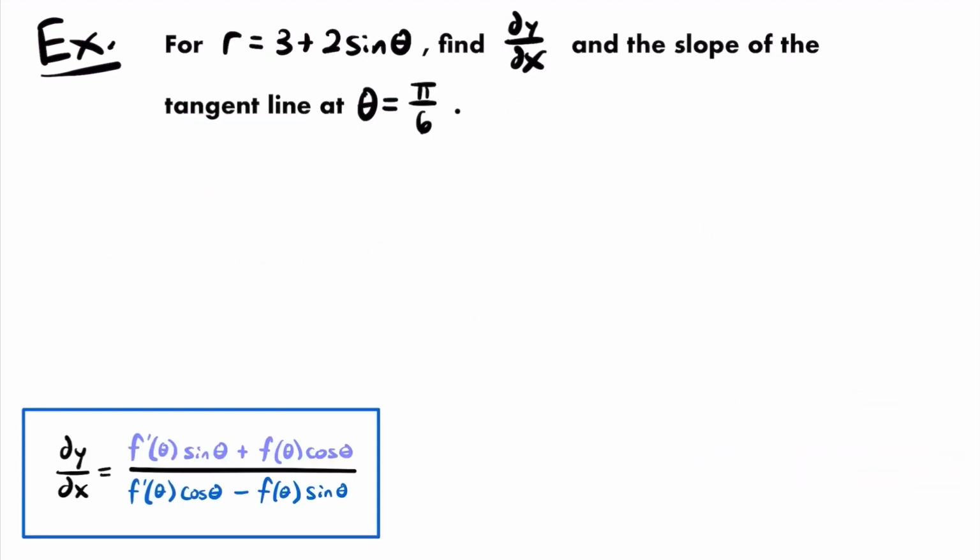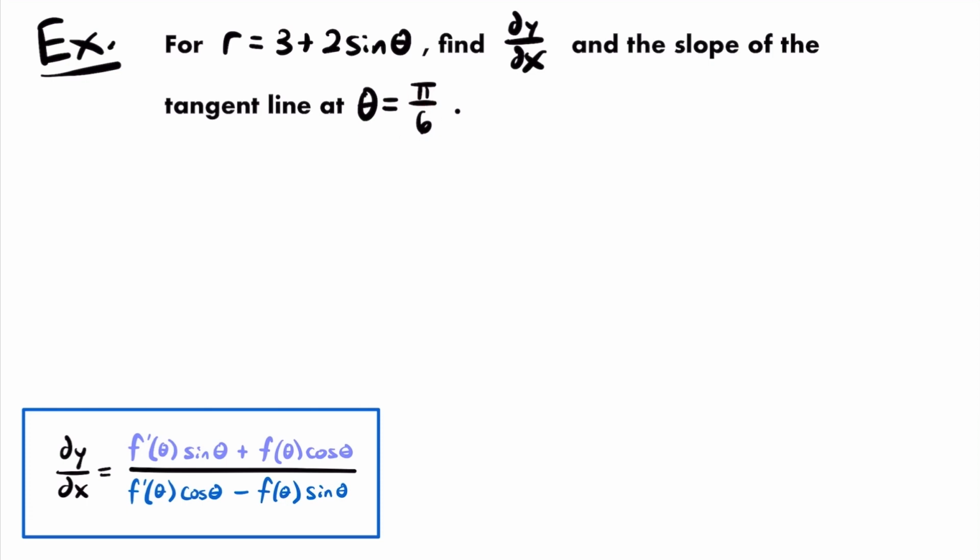All right, next up we have this example. For r equals 3 plus 2 sine theta, we want to find dy dx and the slope of the tangent line at theta equals pi divided by 6. All right, so we're going to use the same process as we did with our last example. We want to first find that derivative dy dx, and then evaluate that derivative at this given angle to find the slope of the tangent line at that angle.